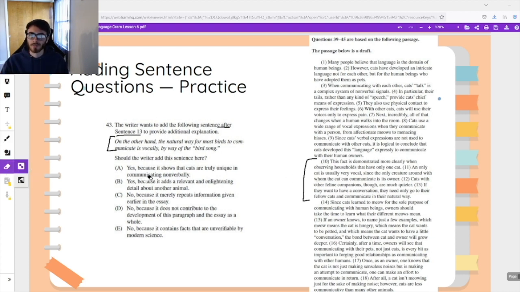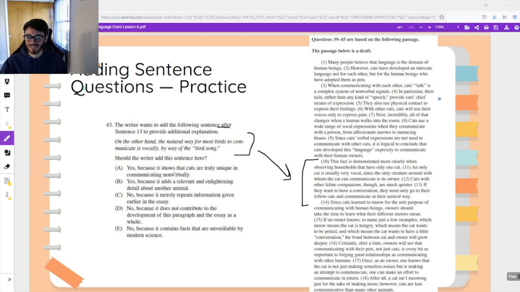So the sentence that we are potentially adding, on the other hand, the natural way for most birds to communicate is vocally by way of their bird song. Well, that very obviously does not support the main idea of this paragraph, right? Not only does it not support it, it's completely unrelated. This whole paragraph is about cats and comparing cats that live alone versus cats that live with other cats. This is about birds. It's not even about the same type of animal. So right away, I think it's very obvious that we do not want to add this. Unless there's a yes that has a really, really compelling reason, this does not fit in with this paragraph.